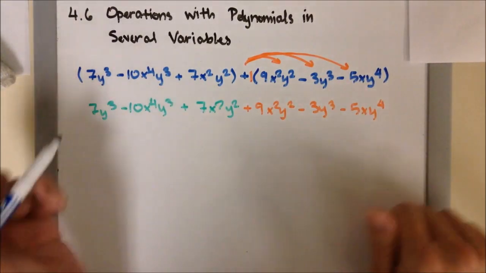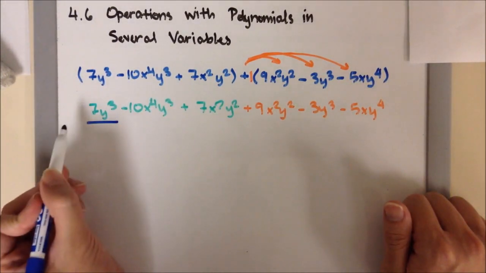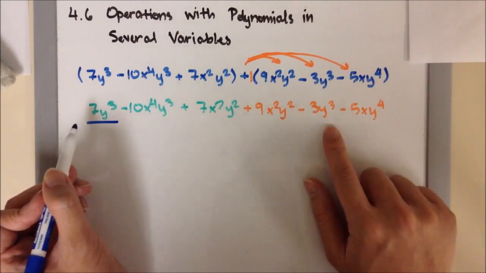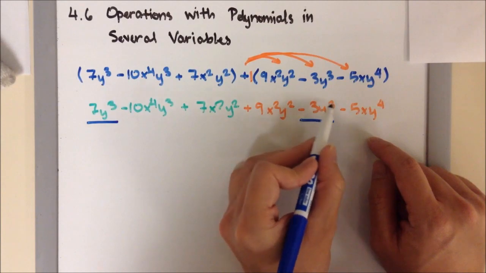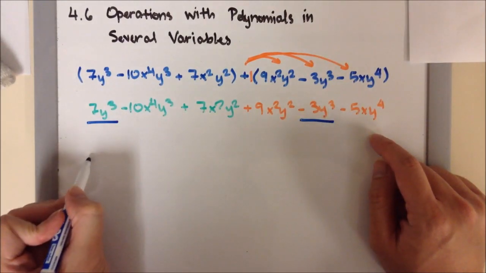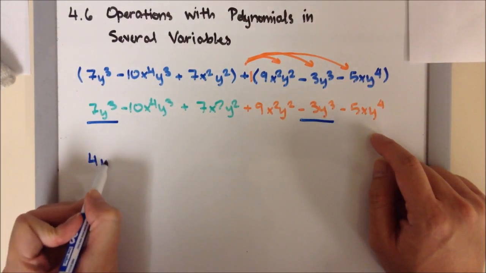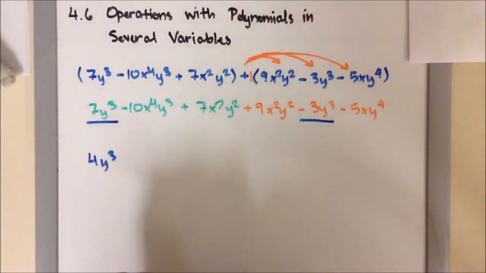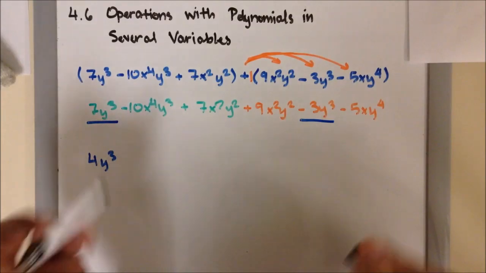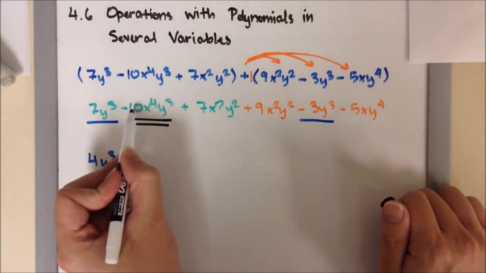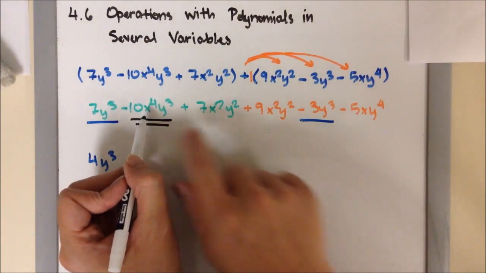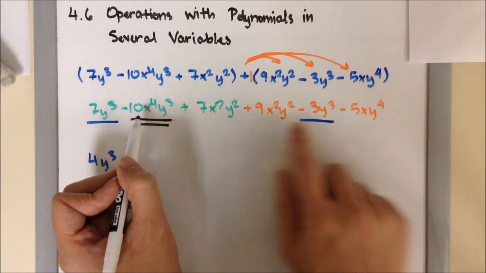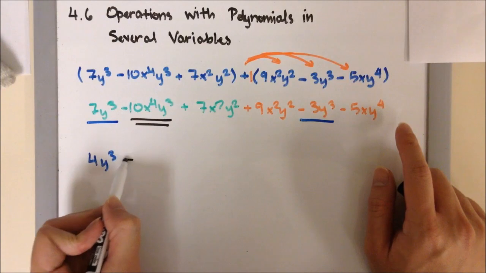So let's look at the first one. 7y to the third. I'm going to look for my y to the third. I actually have another one right here. So 7y to the third minus 3y to the third will be 4y to the third. Alright, the next one, negative 10x to the fourth y to the third. So I'm going to look for any terms that have x to the fourth and y to the third. I don't have any, so I'm just going to bring it down.